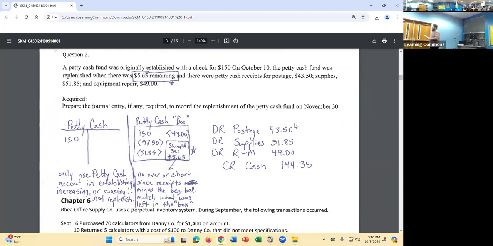So in this case, there was no over or short because what we actually had in the box is what should have been in the box. If there was a difference, then we would have put that in some kind of over or short account. Any questions on that one? All right, now to chapter six.